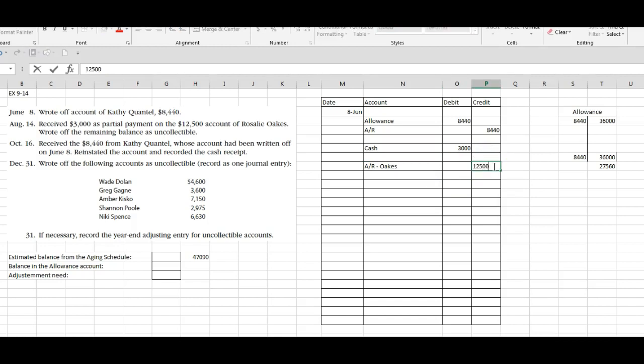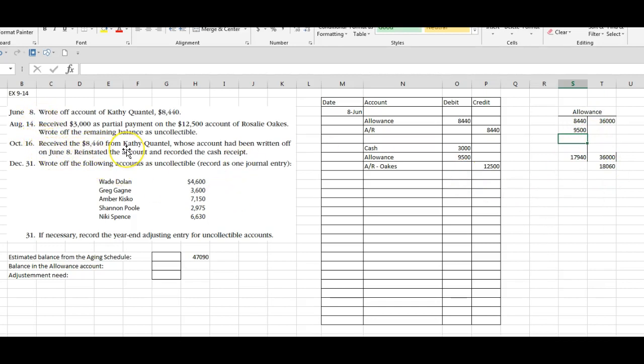Now, how much do I take out of the allowance? Well, let's look at this. She gave us 3. We're writing off 12. That means $9,500 comes out of the allowance. So again, I'm going to come up here and do $9,500. And we'll hope my numbers are right. See how my balance is going down in my allowance account? So that takes care of August 14th.